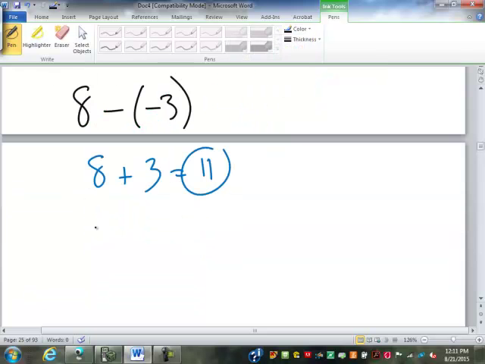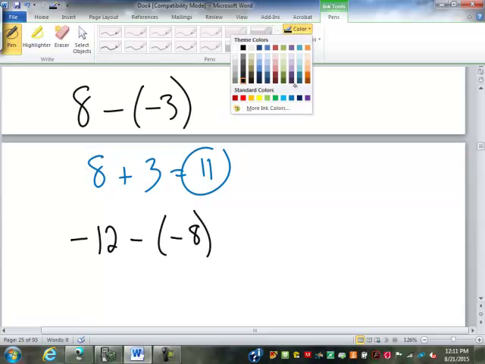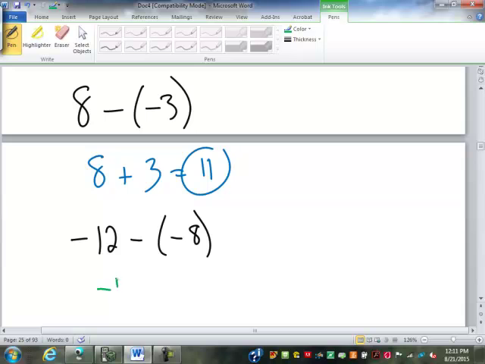Or I might have negative 12 minus a negative 8. That's going to become negative 12 plus the opposite of negative 8, which is positive 8. Negative 12, positive 8, we're at a negative 4. What do you think? Still better than a sharp stick in the eye? Okay.